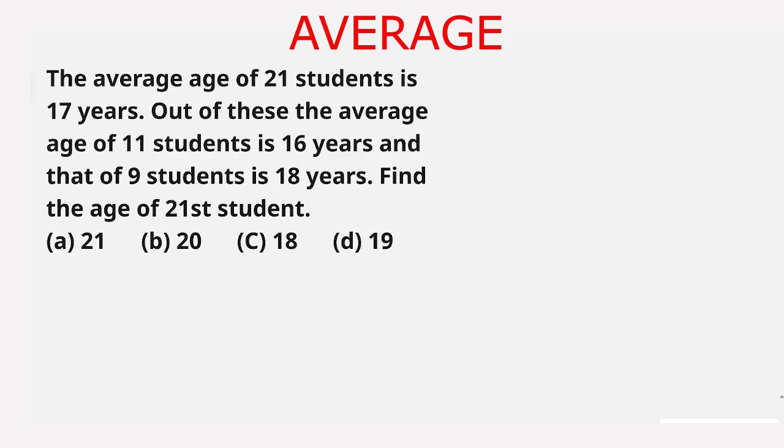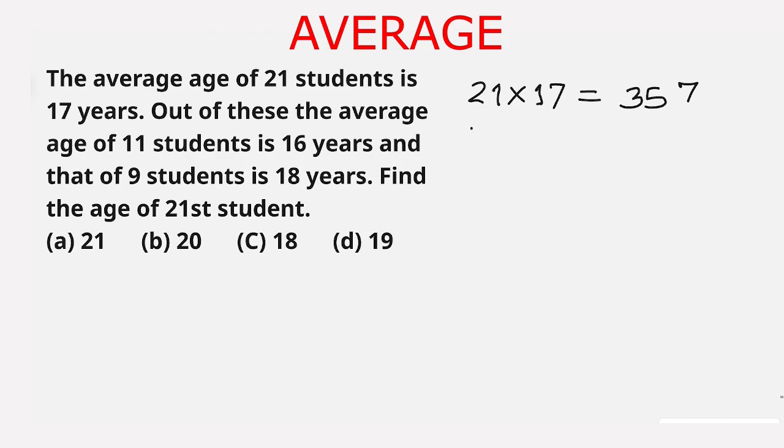The total age of 21 students is 21 multiplied by 17, as the average age of these 21 students is 17 years. And this is equal to 17 times 1 is 17. We write 7 and carry 1. 17 times 2 is 34. 34 plus 1 is 35. So the total age of 21 students is 357 years.